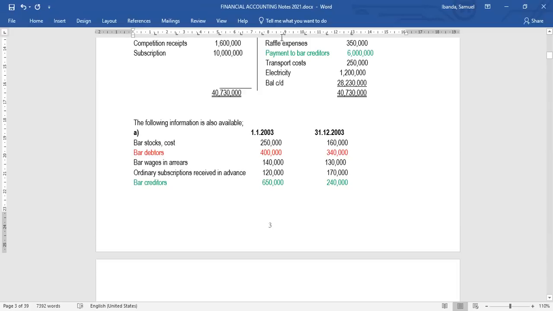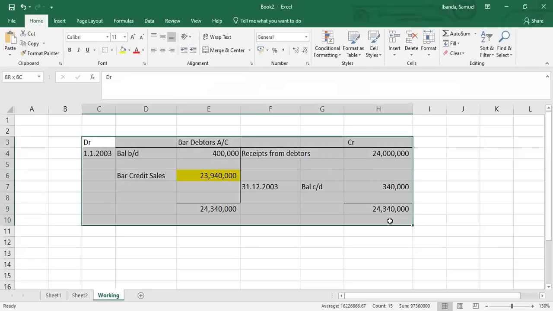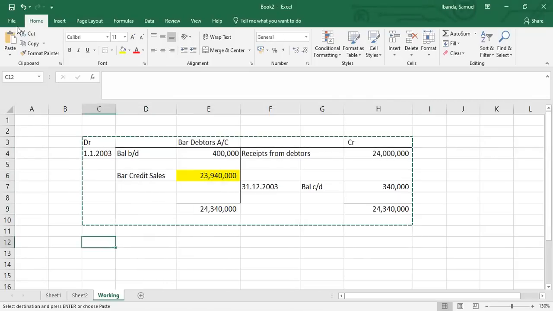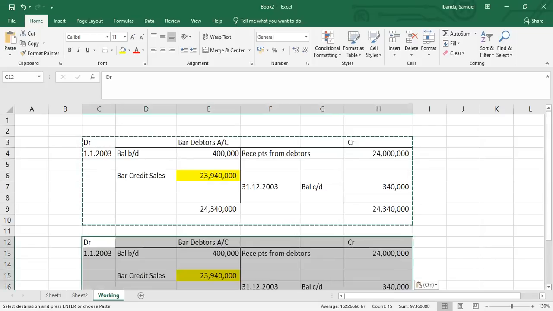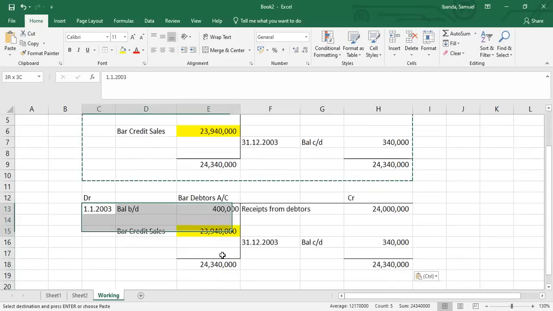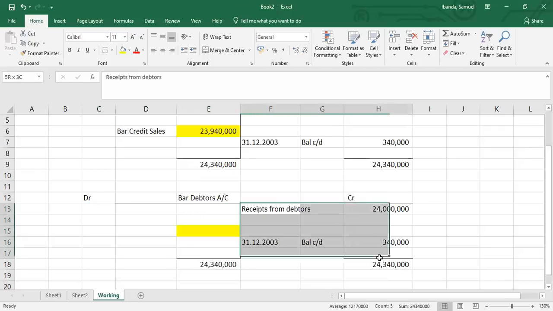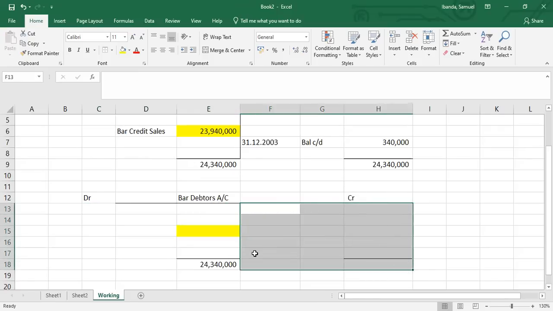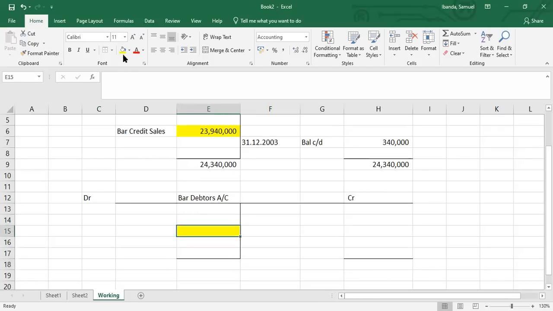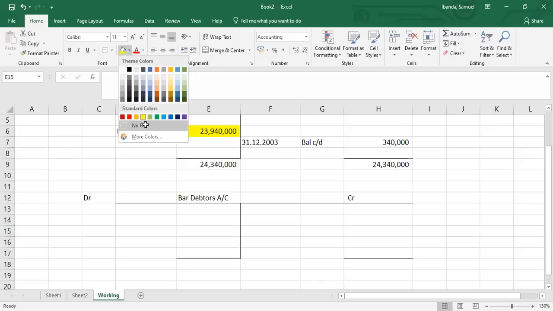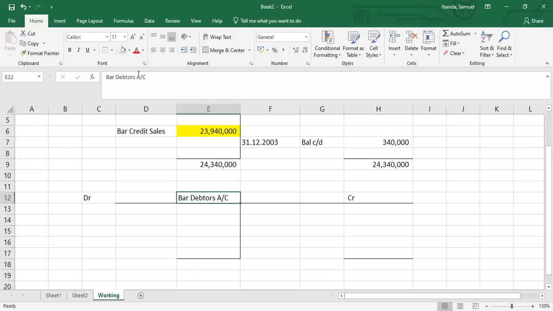So this is what I'm going to do. Under my working, I'm just going to copy this so that I don't have to struggle very much. I'll delete the figures so I don't confuse you. So I'm going to call this bar creditors account. The bar creditors account, okay?